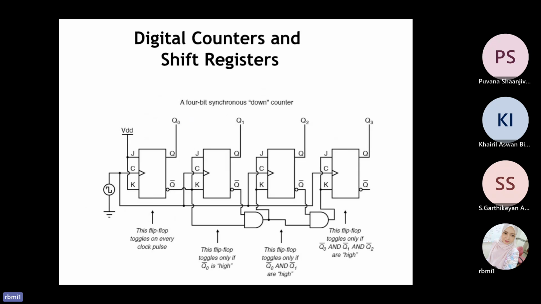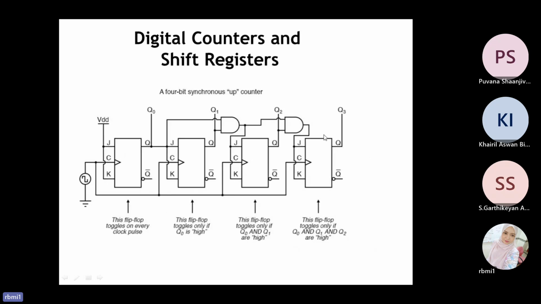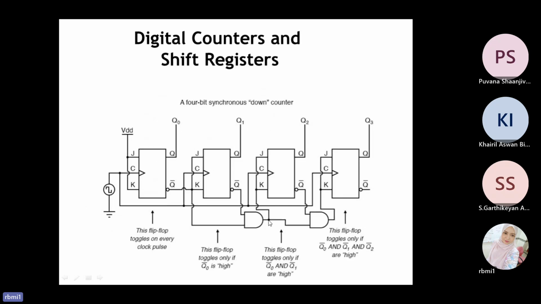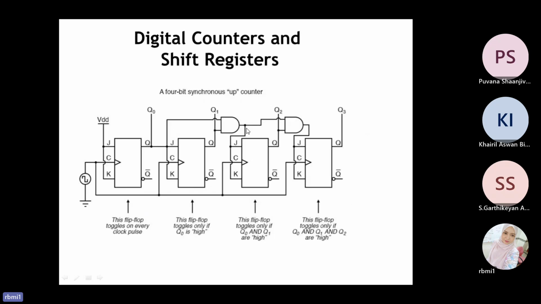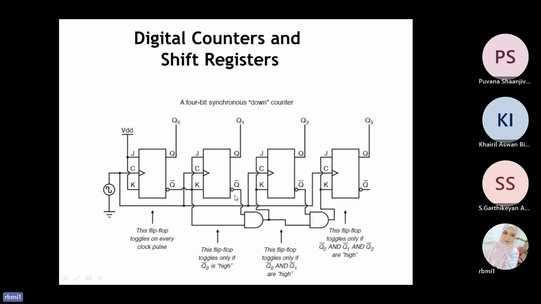And this one here is also 4-bit, but it is a down counter. What's the difference? If up, it has the AND logic gates here. If down, it has them here. Actually for this down counter, it connects from Q bar. If up, it connects from Q. Let's see, down, connect from Q bar. It takes from Q bar.